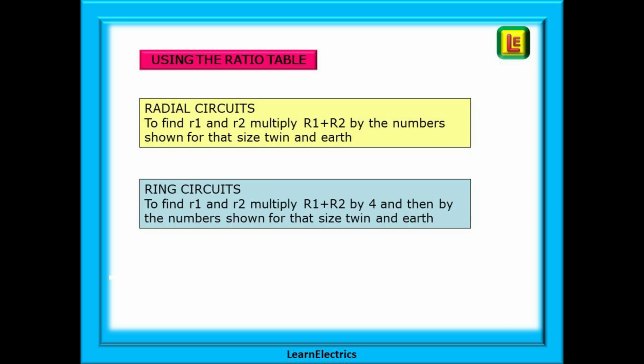For radial circuits, to find little r1 and little r2, multiply r1 plus r2 by the numbers shown for that size twin-and-earth. But to find little r1 and little r2 for ring circuits, we must first multiply r1 plus r2 by 4, and then by the numbers shown for that size twin-and-earth in the tables. And that is about as difficult as it gets.